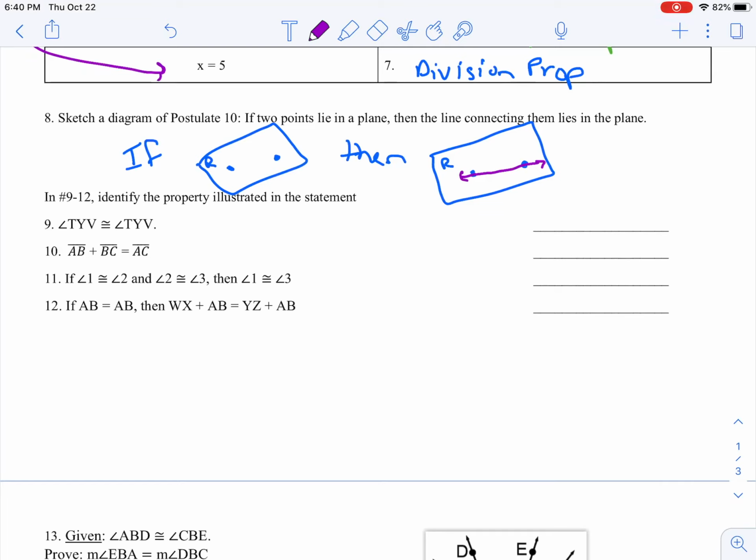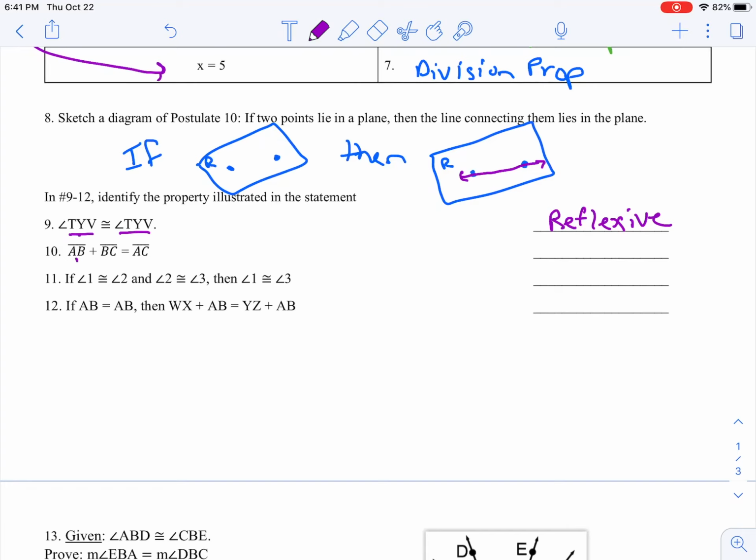Okay, next set of problems. We're identifying the property illustrated in the statement. So it says angle TYV is congruent to angle TYV. Well, that's exactly the same. Of course they're congruent to each other because it's the same exact angle. And when it is exactly itself, we call that the reflexive property. And remember, the reflexive, transitive, and symmetric properties apply to not only equality or equal signs, but also to congruence or congruent symbols.